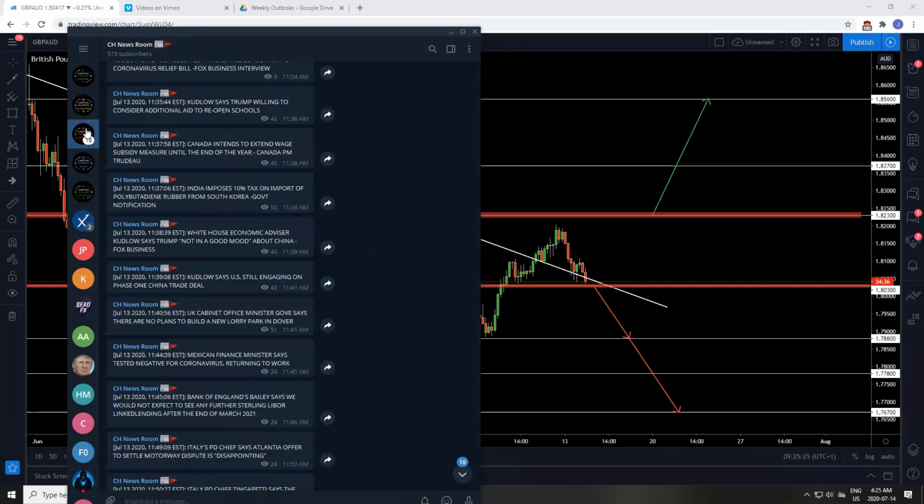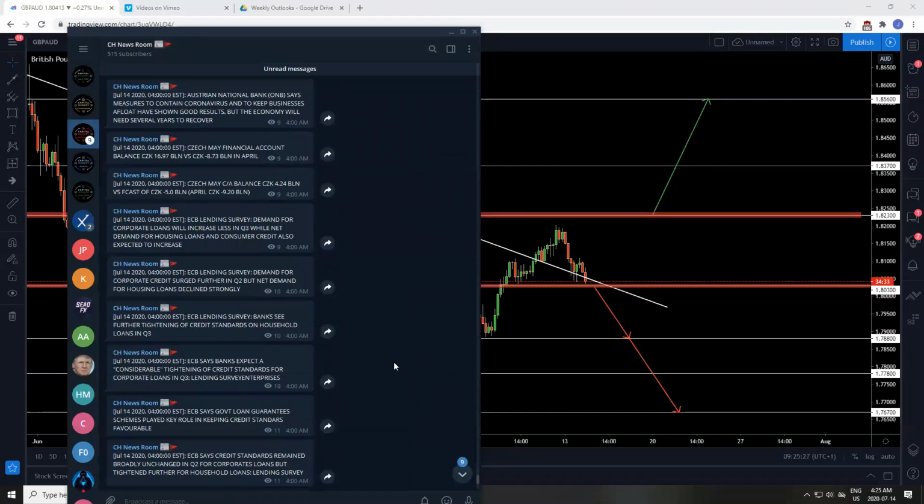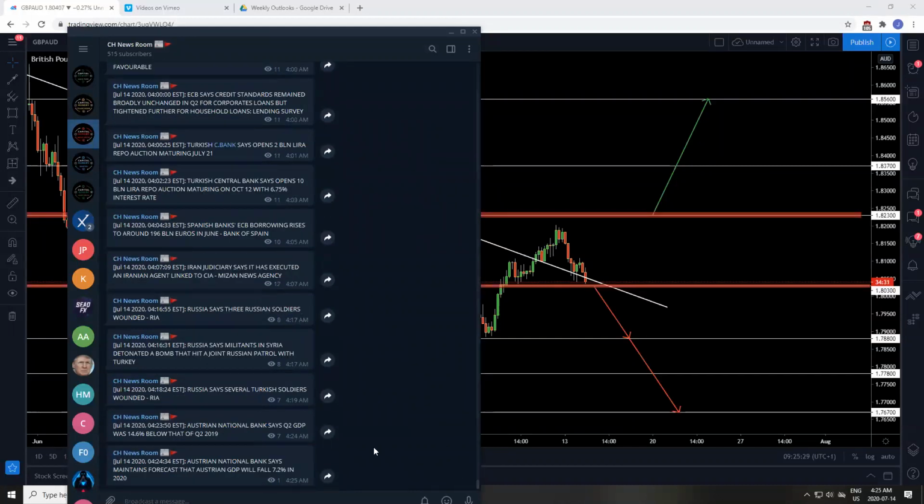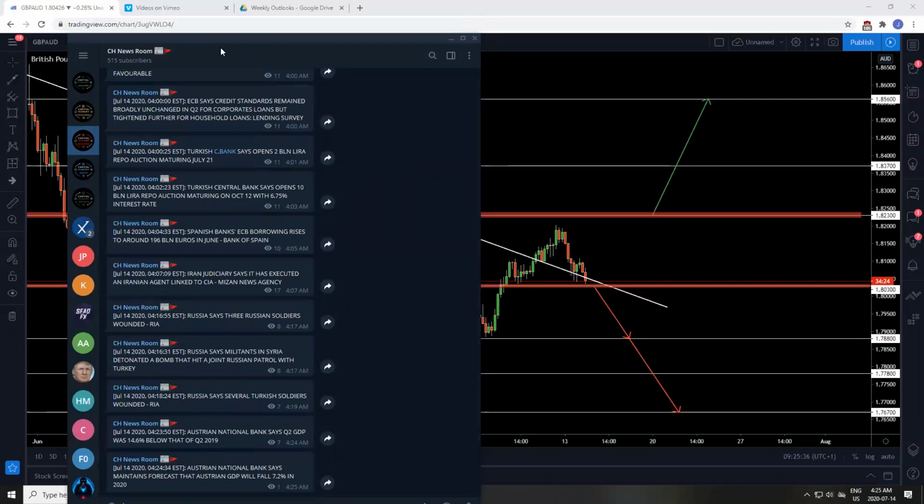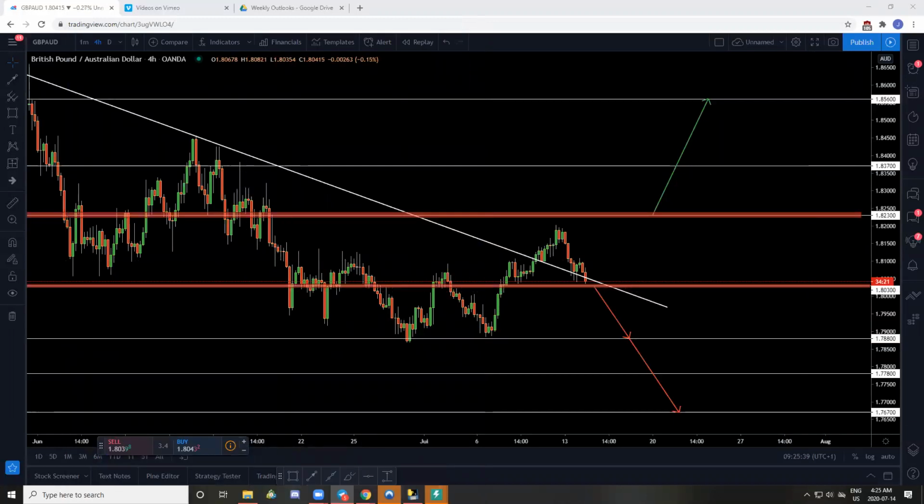It's still tensions building. It's good to note this stuff, and it can lead to that. But they're still continuing on the trade deal. For now, it's just banter. But any more questions about the GBP AUD?